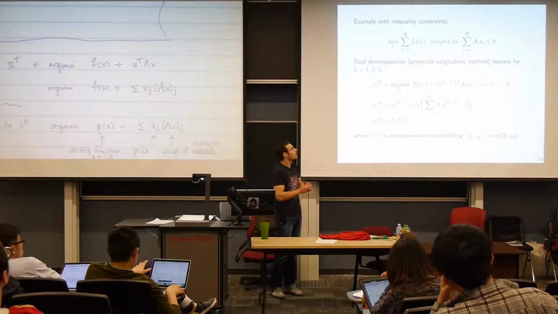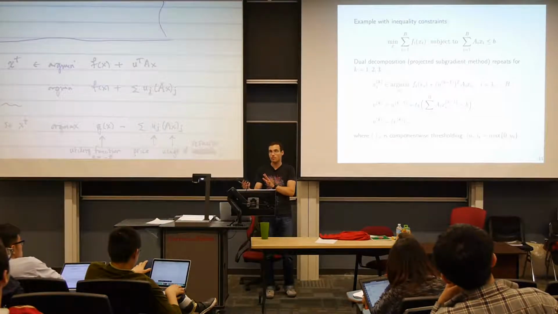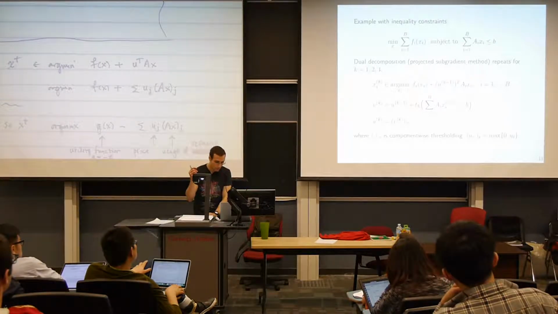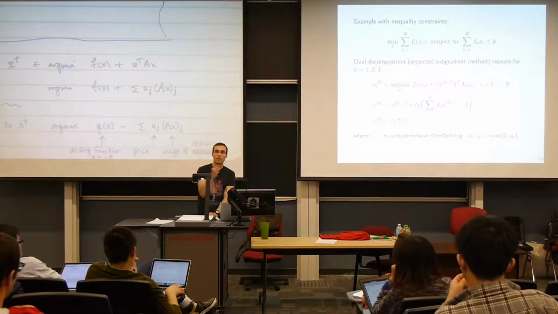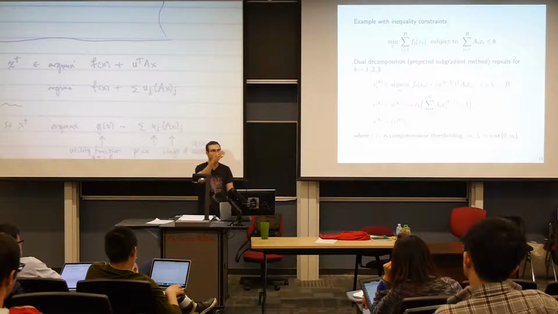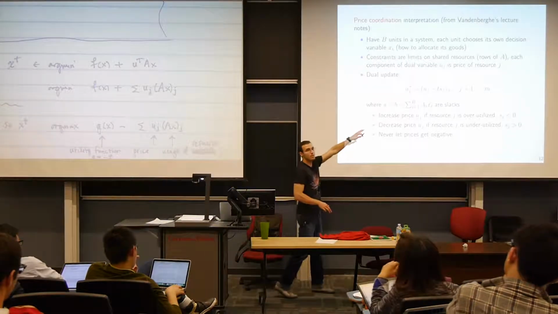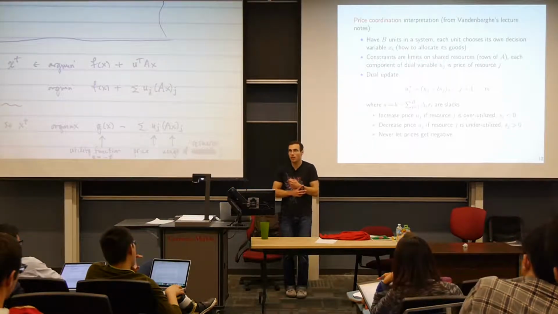Right? So I'm taking U transpose AX. So U has to line up with the rows of A in terms of its dimensions. So every component Uj I can think of as the price for a particular resource, the resources being along the rows. Why can I think of it that way? Well, I think that comes out of this. So you could interpret it in one way like this.